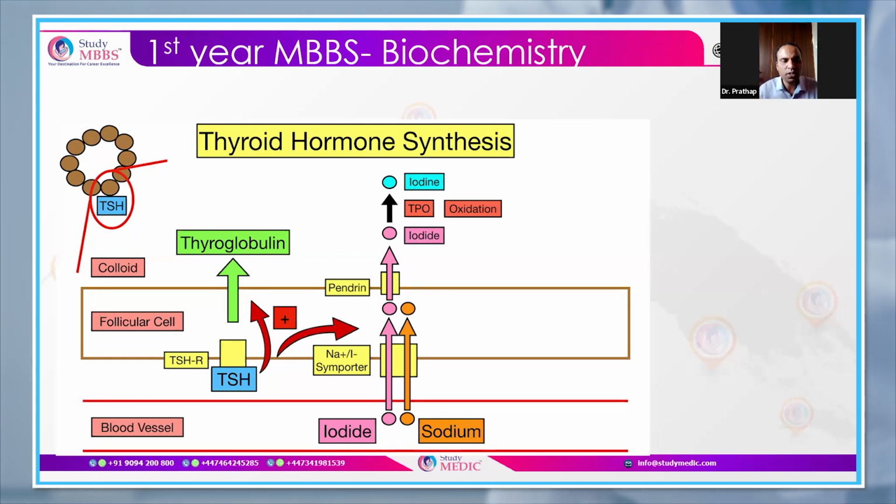The tetraiodothyronine, once it comes to the peripheral bloodstream at the level of tissue, will undergo deiodination by an enzyme to produce triiodothyronine, which is the active form of thyroid hormone.